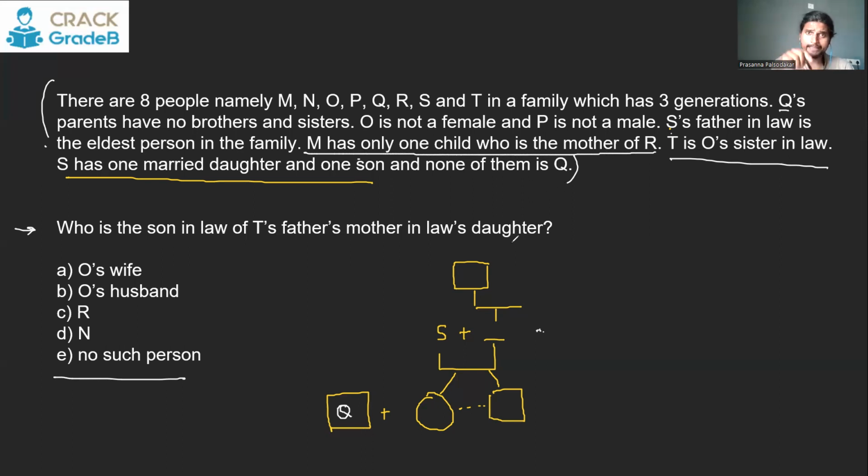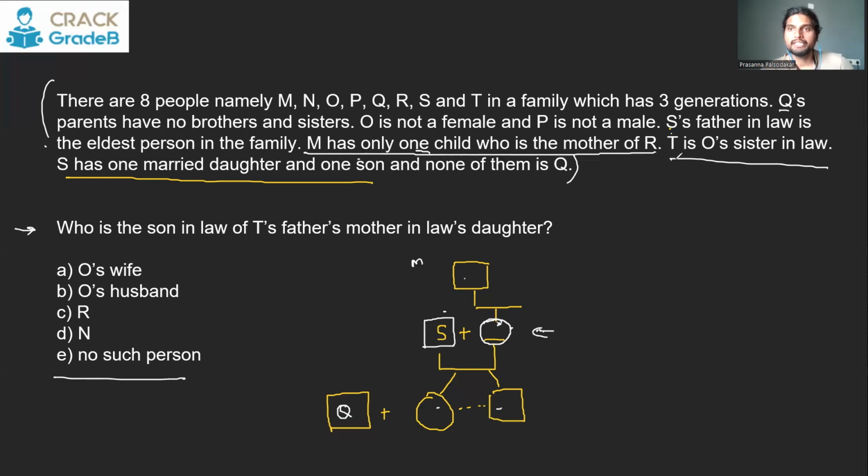That means that mother should belong to the middle generation, because there are exactly 3 generations. So this has to be that person. M's one child who is mother, that has to be this person. That makes S the male. And that means M is in this generation. So M is one of the parents of this person. Now we have 1, 2, 3, 4, 5, 6 people right now.